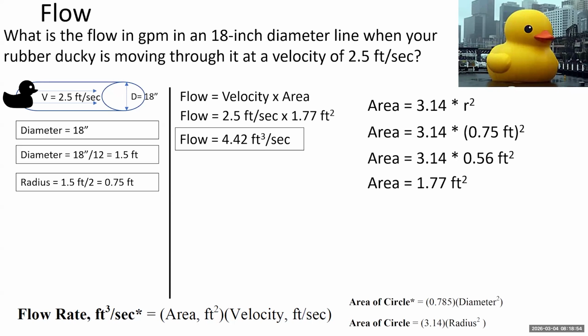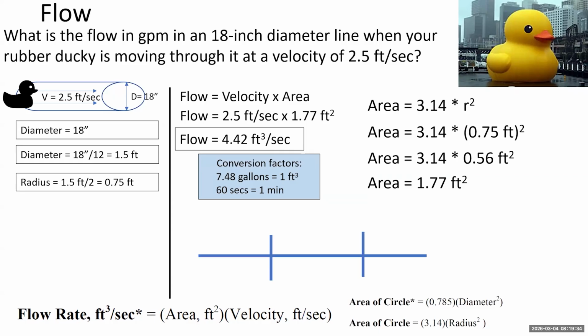Phew, great, got it. Oh, wait. What units did they want the answer in? Not cubic feet per second, but gallons per minute. So now we do need to do some unit conversion, right? So 4.42 cubic feet per second to get to gallons per minute, we're going to need to look at our conversion factors. So how many gallons is in 1 cubic foot? Well, we see on the conversion sheet, 7.48 gallons is 1 cubic foot. And how many seconds is in 1 minute? We know 60 seconds in 1 minute. So now we can get from cubic feet per second to gallons per minute just by multiplying out those numbers. So that's going to look like this.